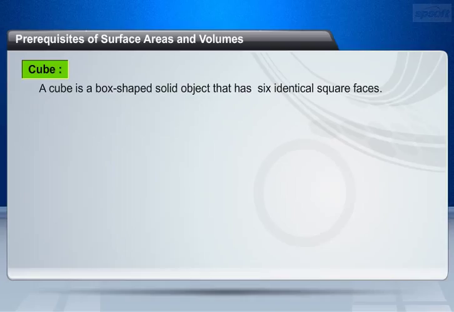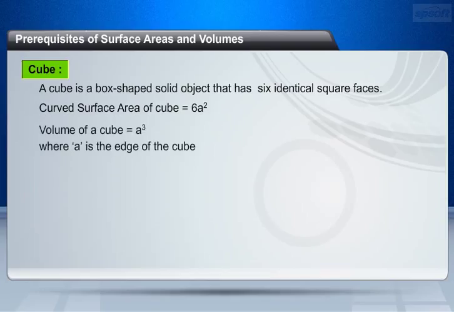Cube. A cube is a box-shaped solid object that has 6 identical square faces. Let us see the formulae related to cube. Curved surface area of cube is equal to 6a square. Volume of a cube is equal to a cube, where a is the edge of the cube.